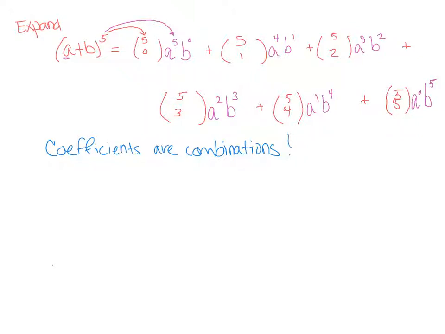Okay, another thing you need to notice is that, remember, anything to the 0 power is 1, so it's not needed. It's times 1, and we don't need this 0 power at the end.